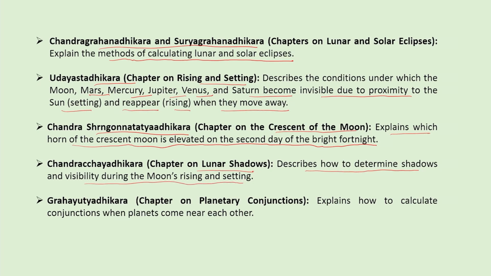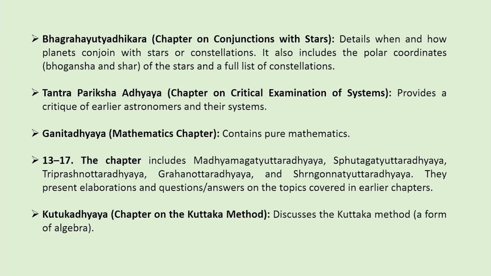Next is Grahatyodhikar, chapter on planetary conjunction. It explains how they calculate conjunction when planets come near each other. Next chapter is Bhagrahatyodhikar, chapter on conjunction with stars. It details when and how planets conjoin with stars or constellations. It also includes the polar coordinates, Bhogansha and Shar of the stars, and a full list of constellations.